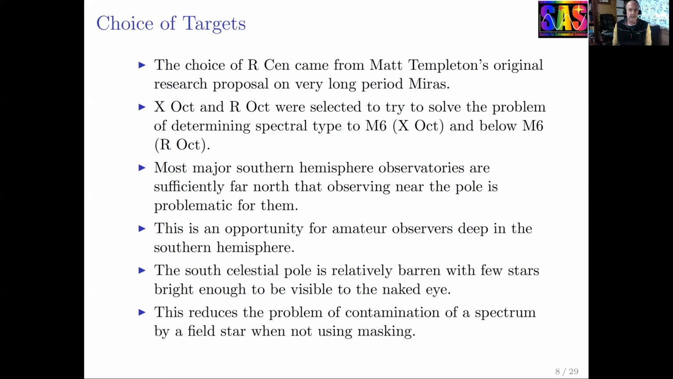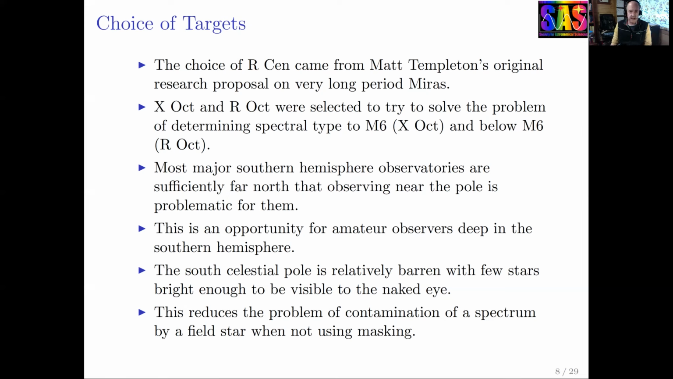And that's when we started to look at X and R Octantis to try to solve a particular problem of when the star crosses about M6, maybe a little later, at which point vanadium oxide starts to form in the atmosphere, and that depresses a key continuum point. An advantage for Southern Hemisphere observers like myself is that all major observatories are sufficiently far north that observing near the pole is actually quite problematic for them. It's too low in the sky. So it creates an opportunity for amateurs to observe deep in the Southern Hemisphere and do some useful science there.